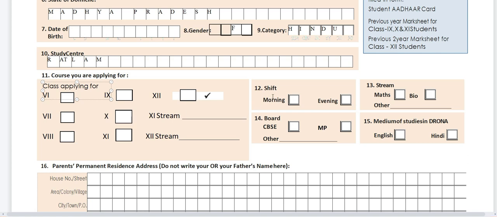Then when coming to the shift, that is morning and evening, currently in this particular session we are not providing any shift in the morning, so in this column we have to take the evening part. Now when it comes to the board, if you belong to CBSE, then you have to take this particular column, and if you are not from CBSE, then if you are from the MP board, just take this particular part. And if you are ICSE or any other board, just write here. Medium of instruction, which is Drona: currently we are only providing English, so you have to take the English column.